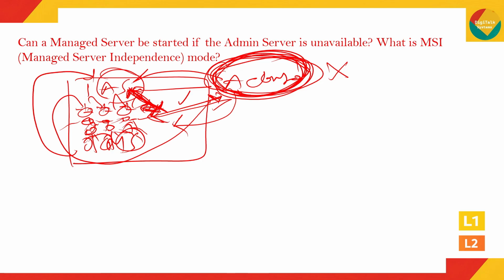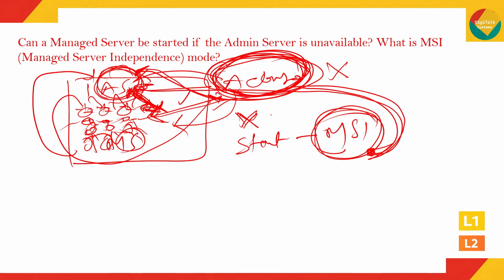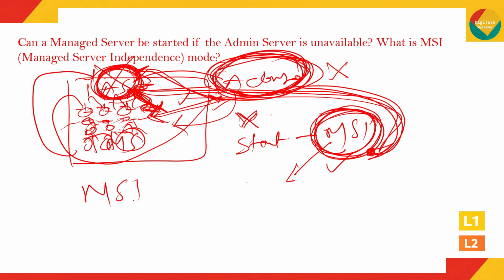For the synchronization, now suppose this admin server is not available, and you are going to start your managed server, for example, managed server 1. When you start the managed server, it contacts the admin server to look for the latest configuration changes. If there are any, it is going to synchronize that. Now suppose you try to start the managed server while your admin server was down, not running. Still you can start your managed server even if your admin server is down, and that is called the managed server independent mode.